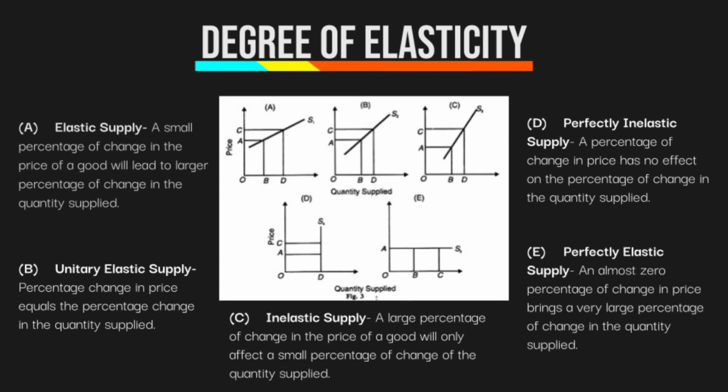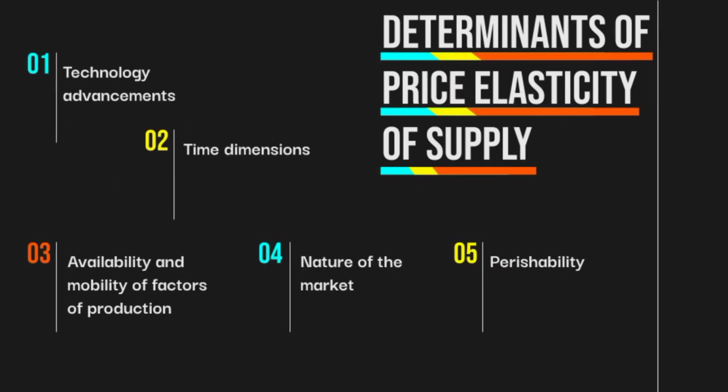The term for graph D is perfectly inelastic supply, which is when a percentage change in price has no effect on the percentage change in the quantity supplied. Last but not least, the term for graph E is perfectly elastic supply, which is when an almost 0% change in price brings about a very large percentage change in the quantity supplied. These are the determinants of price elasticity of supply.